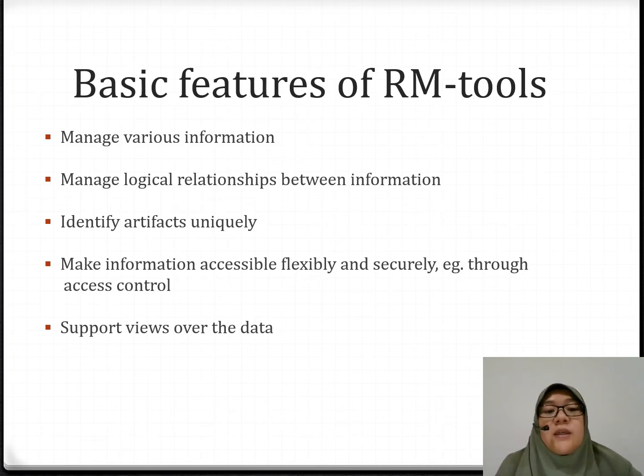Okay, that's basic, right? So you can set relationships between this information, like how this requirement relates to the previous requirement. Is it a sub-requirement of a larger requirement? Right? Identify artifacts uniquely, so every requirement should have a unique ID, right? Make information accessible through access control, so not everybody can view these requirements. Only those who have the correct access control can view the parts that they can use.